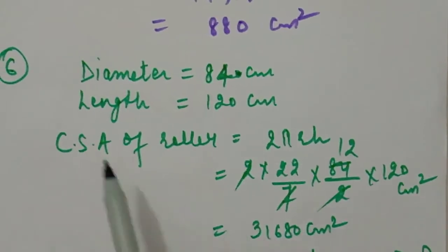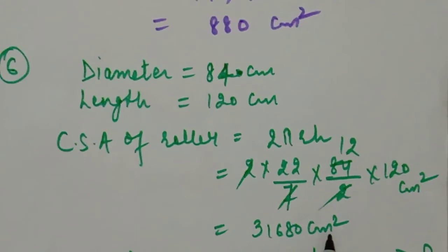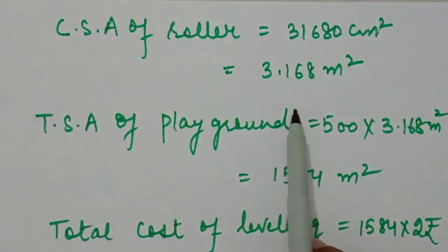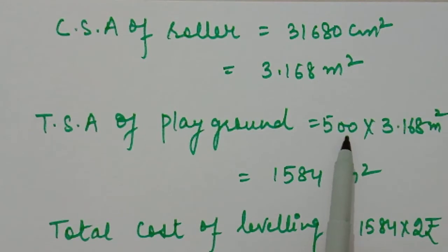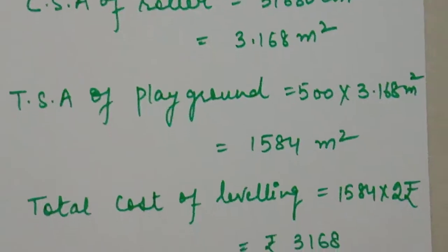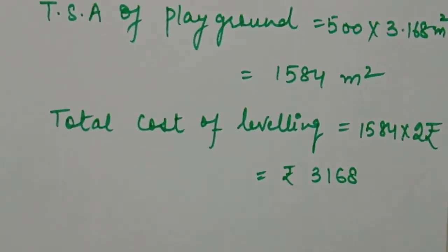First of all, we have to find the curved surface area of the roller, which is in centimeter square. Then, because the cost is given in meter square, we have to change this unit into meter square. First we have to change into meter square. Then the total surface area of the playground we have to multiply by 500, because that roller covers the whole playground in 500 revolutions. So this is the total surface area of the playground, and this is the total cost for leveling the playground.